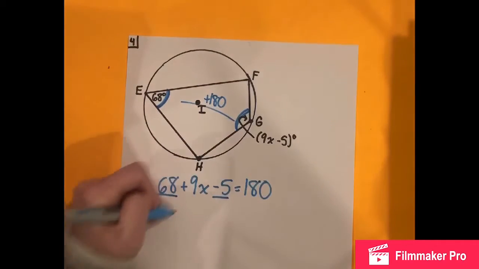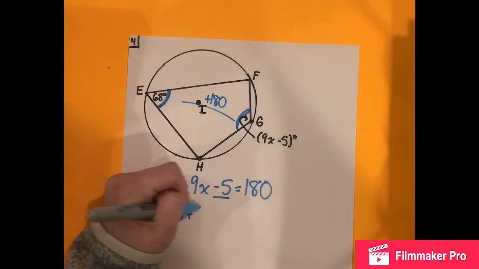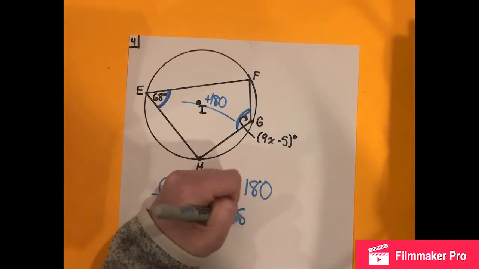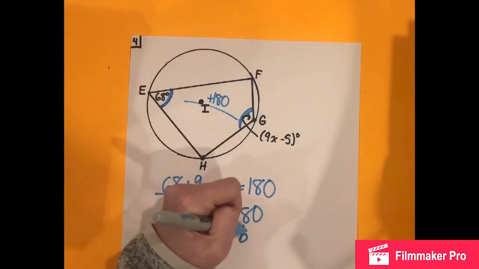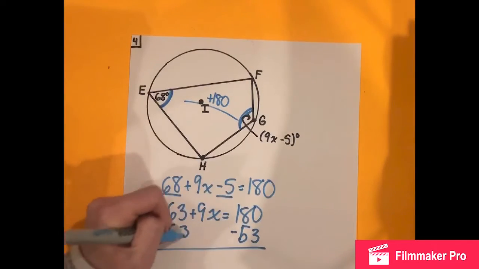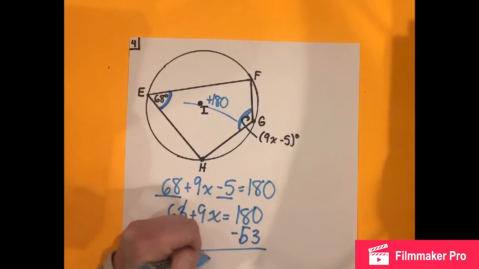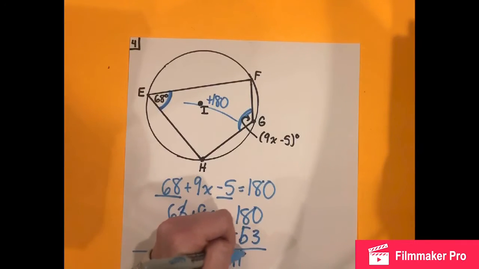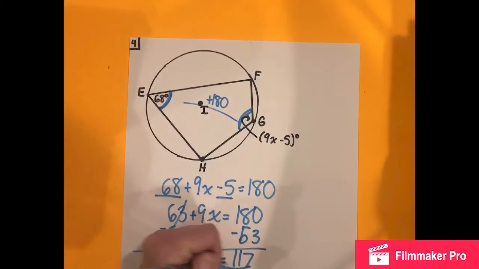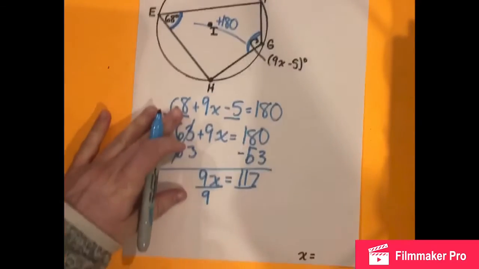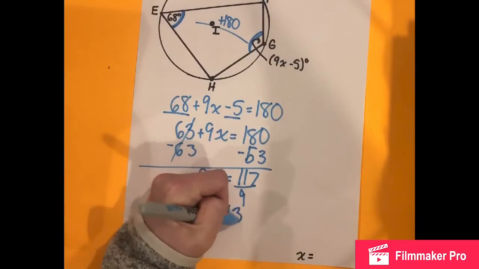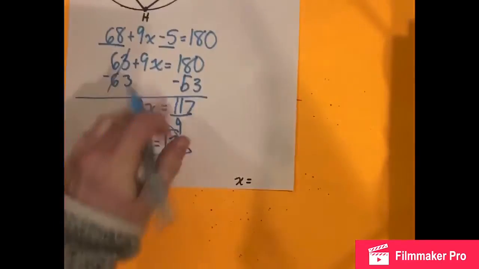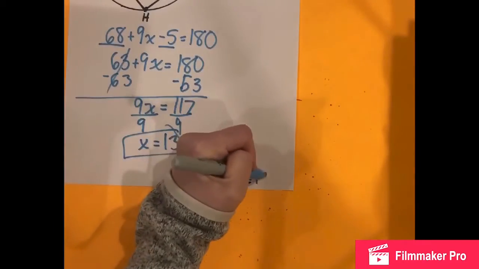Combine your like terms. I get 63 plus 9x equals 180. Let's subtract off 63 from both sides. I get 9x is equal to 117, divided by 9. Sorry, you couldn't see that. Divide by 9. X equals 13. Is that what they want? Yeah. So let's just plug that in here.